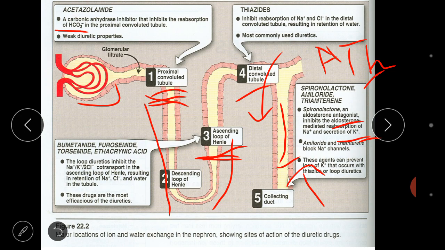Like in other cases, there is an inhibition, so the chance of hypokalemia will be more. So they will give a combination with these potassium sparing diuretics. They increase the reabsorption of potassium, so that can be compensated. Okay.